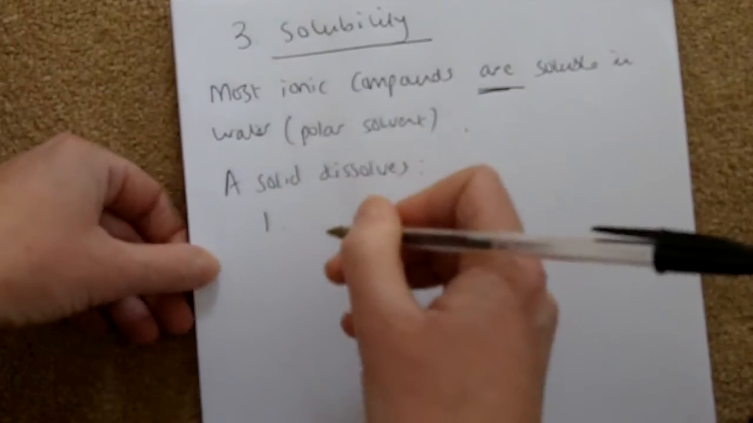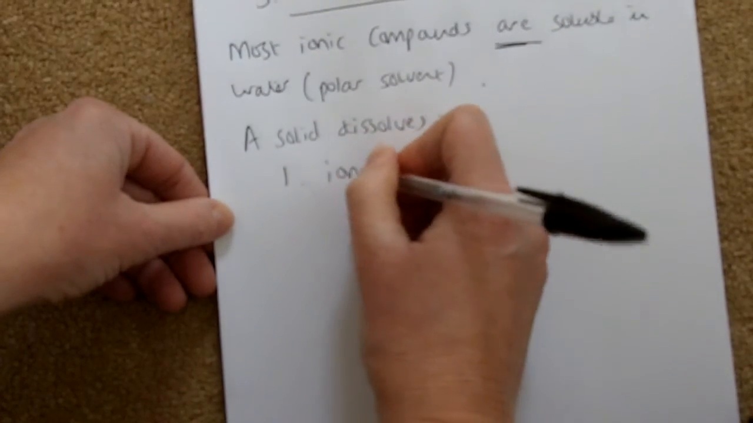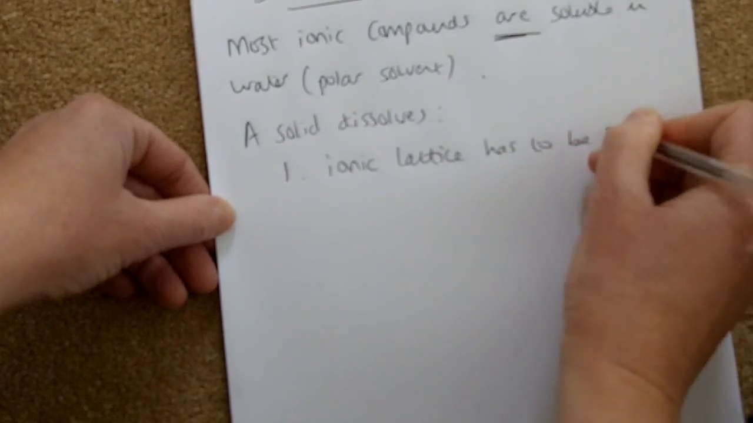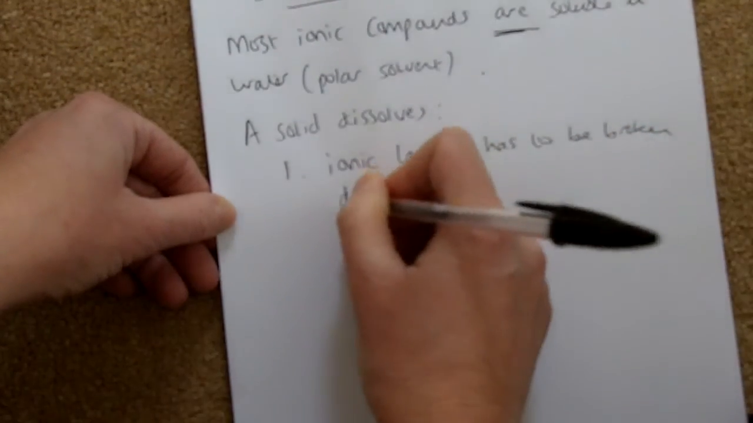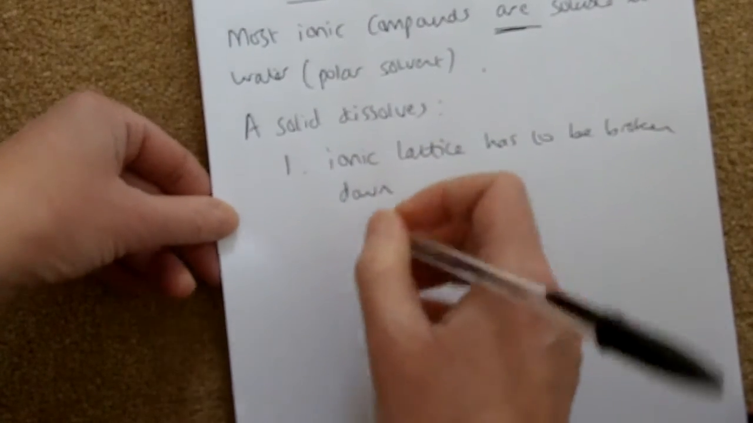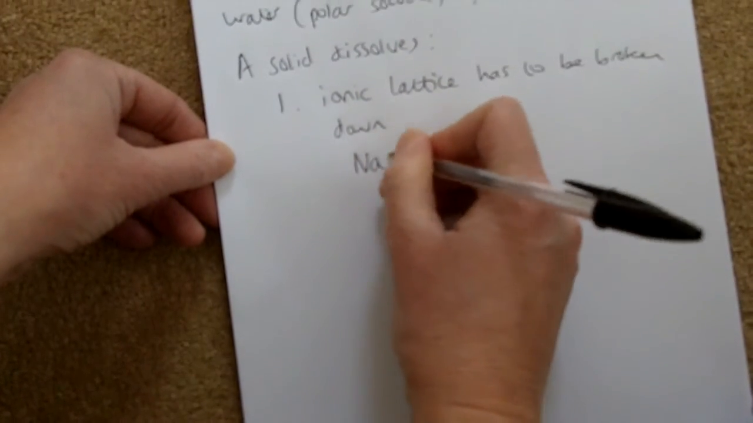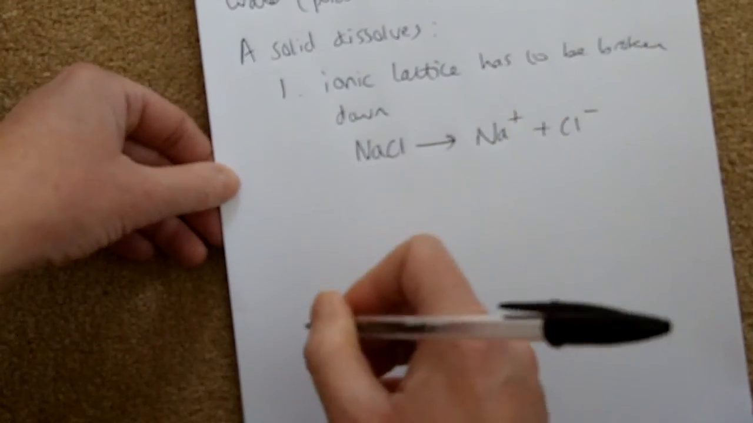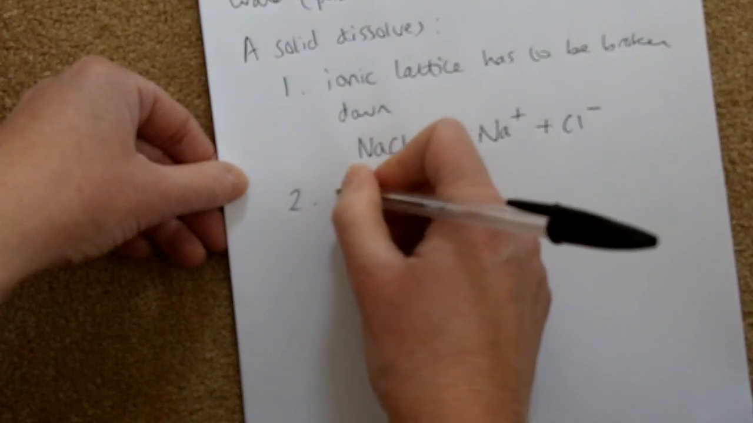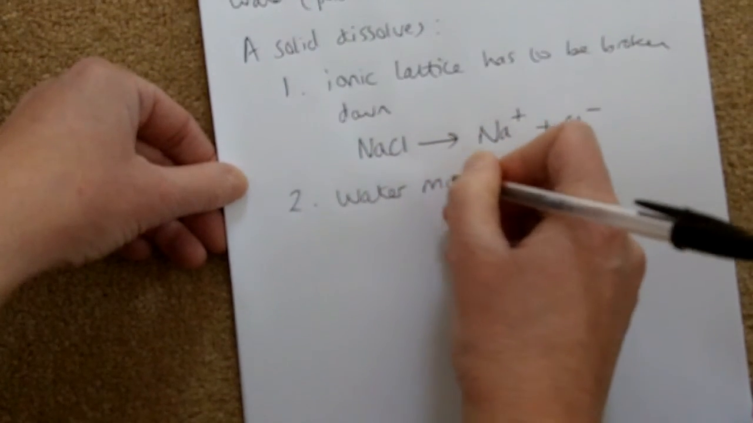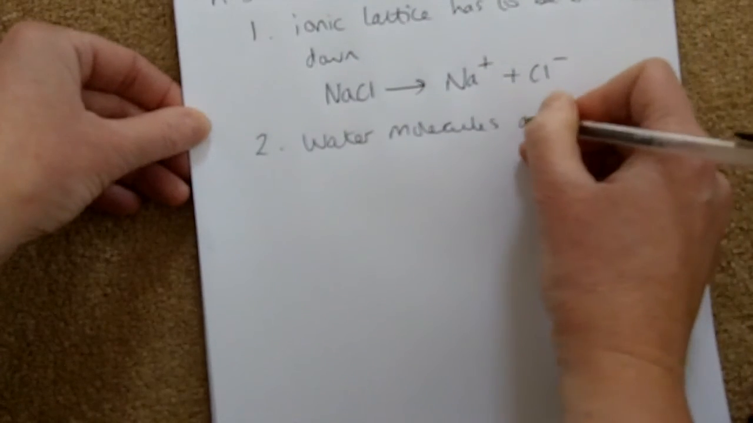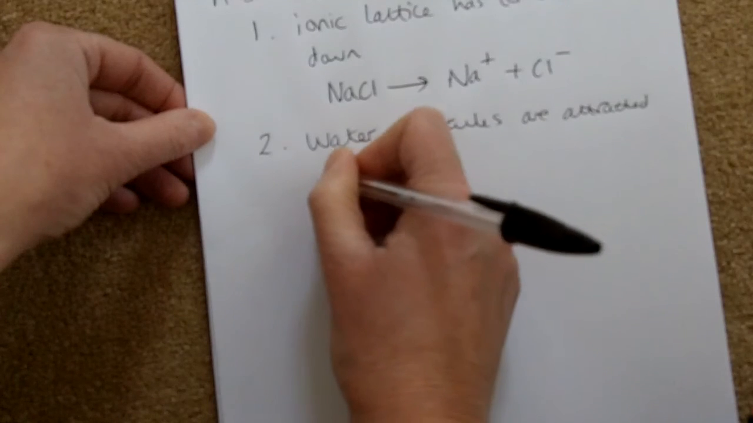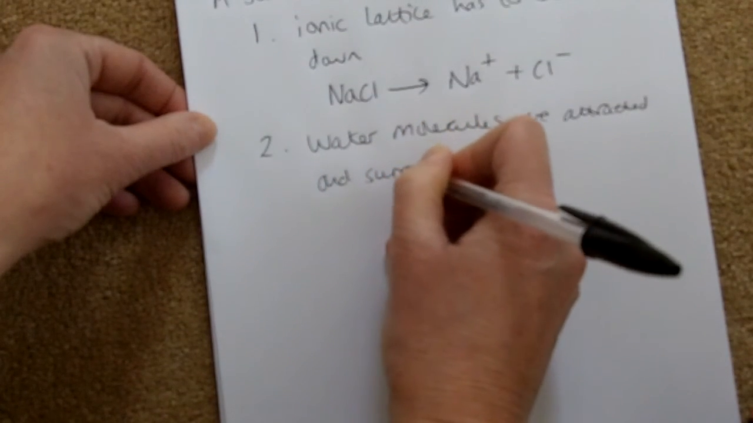First, the ionic lattice, let's take sodium chloride, has to be broken down into ions. And the second thing that happens is the water molecules are attracted to and surround the ions.